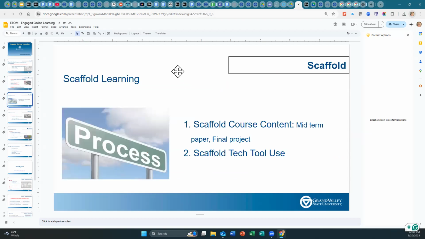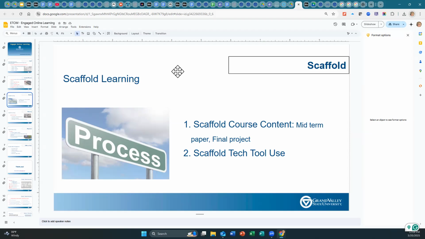I talked some of these things through with Kim the other day, and just kind of what things I should share. One of the things that she suggested when I shared with her was my scaffold learning. I scaffold my tech tool and I scaffold my course content. So even though I have graduate students, they have all different professors. They may never have had an online course. And sometimes I do 400 level students too.